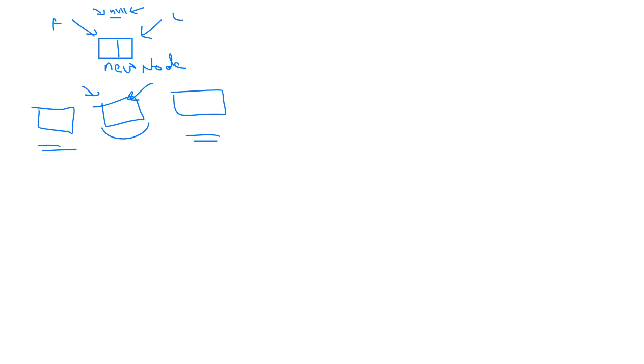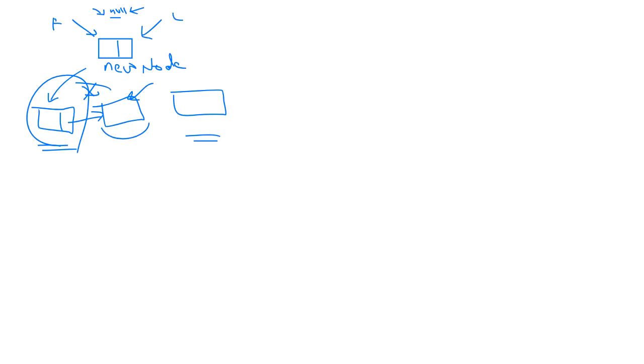If this is my new node and I want to add nodes to the beginning of my linked list, then I have to say first no longer points to that node, because that's not the first node anymore. The new node is going to be the first node from now on. So first is going to point to the new node that we just created. And then we also have to tell this node who is its next: the previous first node, or whoever was the first node before. Now it's going to be right next to this one.